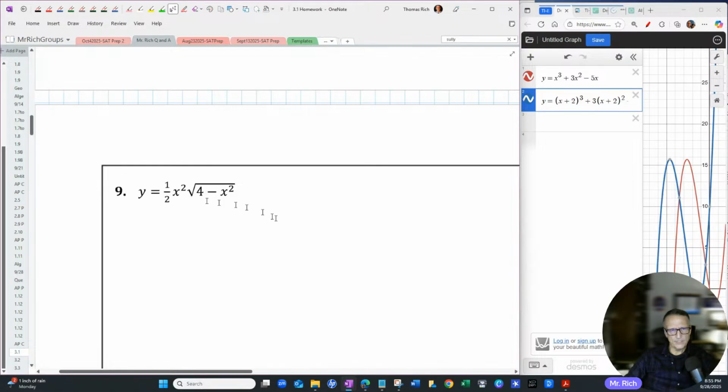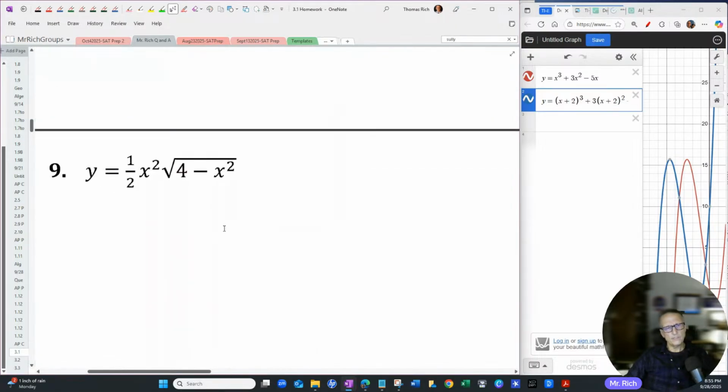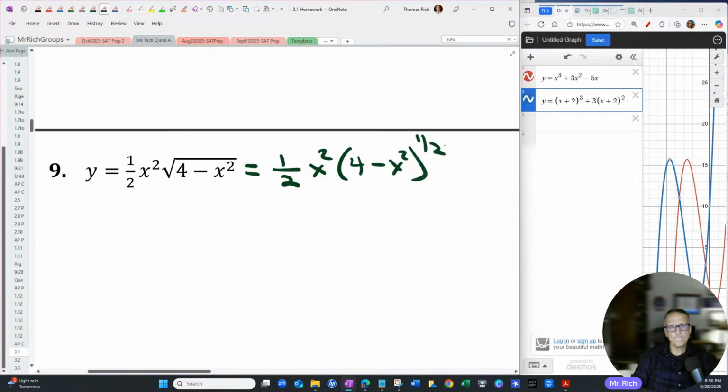This is what it was, because this requires me to use all the things pretty much. I need to take this derivative, and I have to use the product rule and the chain rule. And here is what happens. Let's go ahead and rewrite this, changing that radical to a fractional exponent. So it's going to be 1/2 x squared times 4 minus x squared raised to the 1/2. My function is a product, because I've got two functions being multiplied: 1/2 x squared, and 4 minus x squared raised to the 1/2 power.